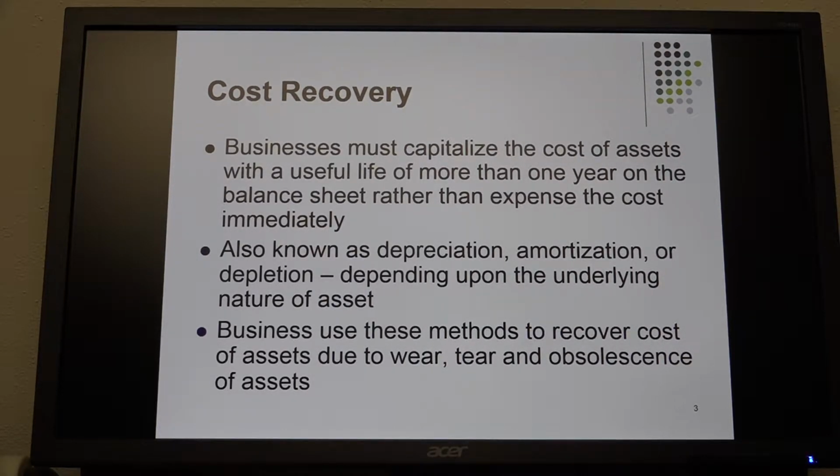And so just like with financial accounting, businesses must capitalize the cost of assets with a useful life of more than 1 year on the balance sheet rather than expense the cost immediately. For most capital assets, this cost recovery is done through depreciation. When you have intangible assets, it's going to be called amortization. And then when you have things like natural resources, you're going to recover your costs through this thing called depletion.